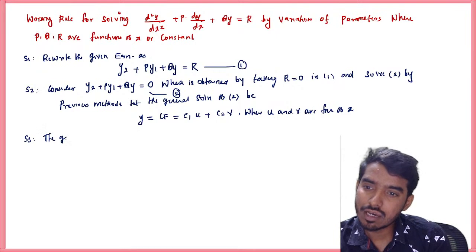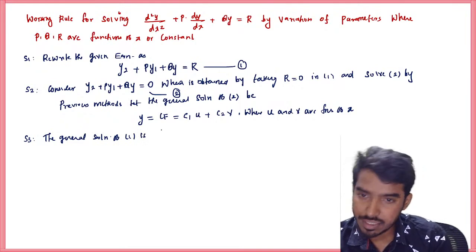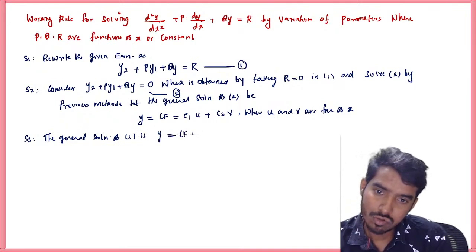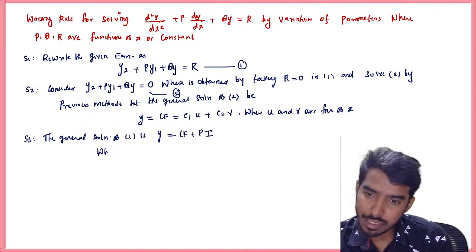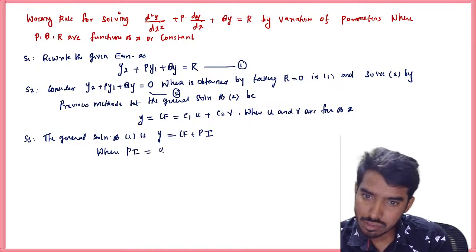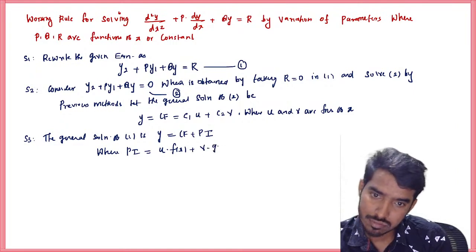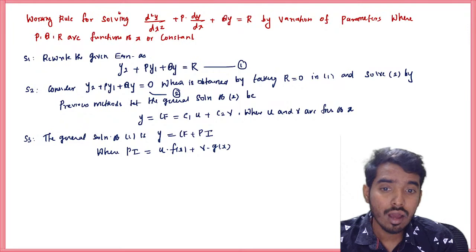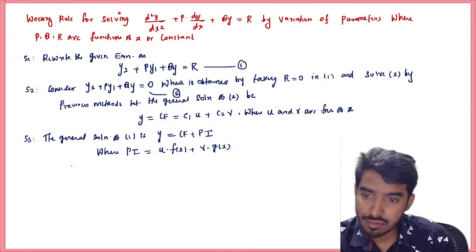Okay. Now step 3. The general solution of 1, which is the required equation we need to solve, is given by y is equal to CF plus PI, where we need to find PI. PI is equal to, I'm going to write the formula, u into f of x plus v into g of x. Here all four are unknowns, but u and v you can find from the characteristic function, but we don't know what is f of x and g of x.